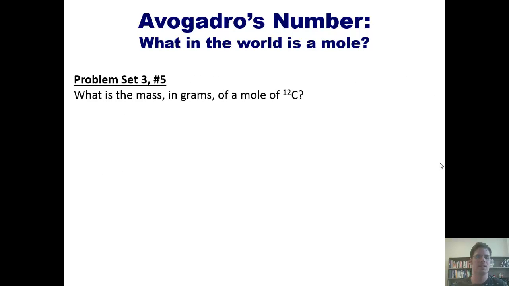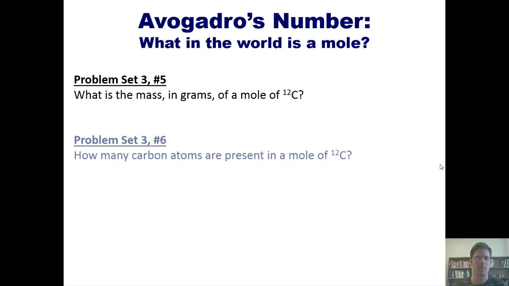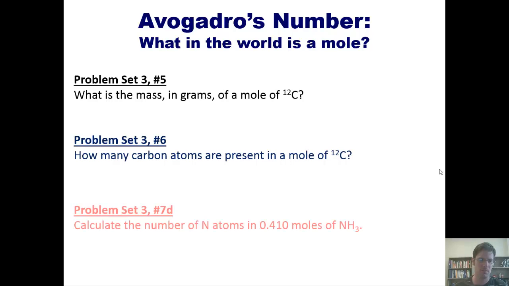Next, what is the mass in grams of 1 mole of carbon-12? Next, how many carbon atoms are present in a mole of carbon-12? And last, calculate the number of nitrogen atoms in 0.41 moles of NH3 or ammonia.